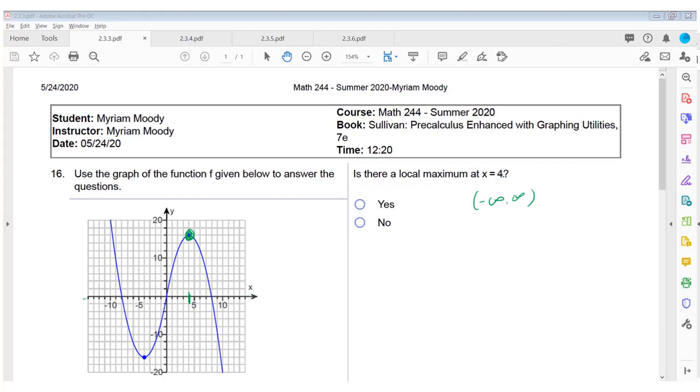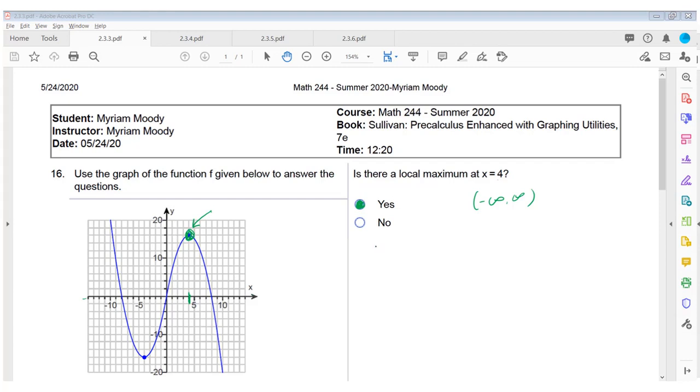Good. So, we need to know if the y value that goes with this particular x is the largest y value out of all of the y values on this graph. And that looks like it is, correct? Okay. So, would you think that there is a local maximum at x equals 4? Yes, that's true. The answer here would be yes. Definitely there is a local maximum.